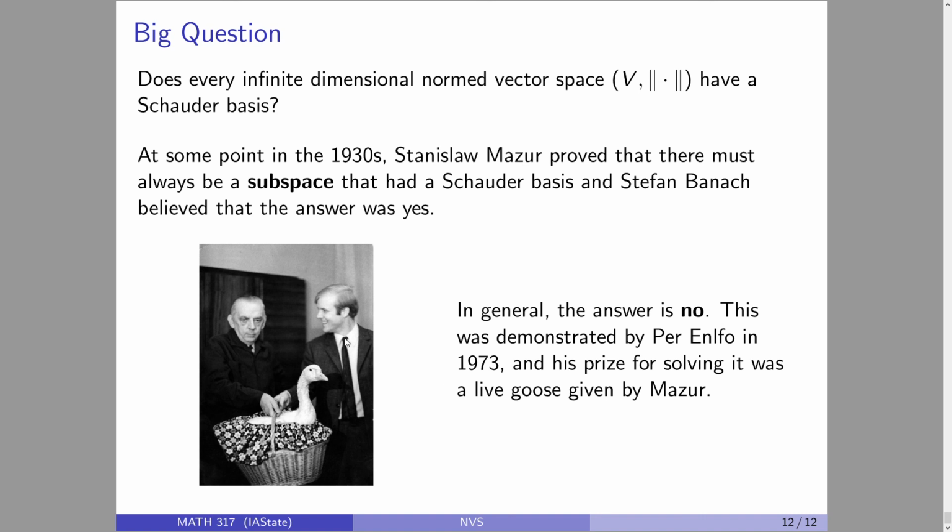And here is Per Enflo winning the goose. He is very happy about it. Mazur is very disappointed that he had to fork over that goose. I love this picture. This is such a goofball picture. But anyway. Also, like I just said, Mazur was in Poland for World War II, so he saw, look at his face, he's seen some stuff. But anyway, alright, cool. Well, there you go.